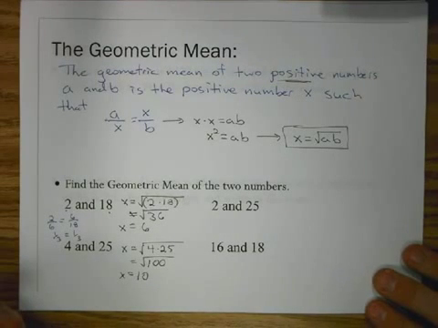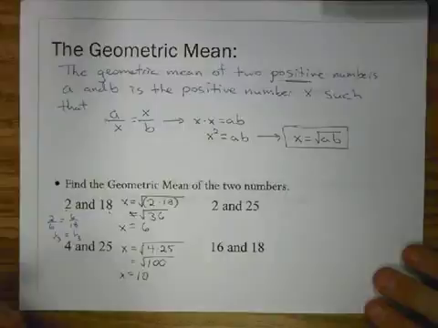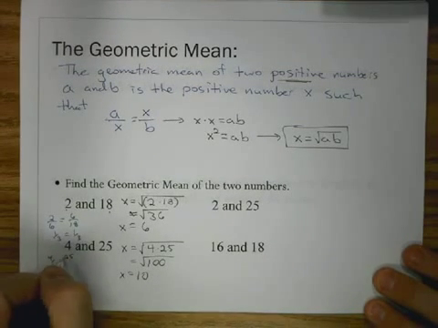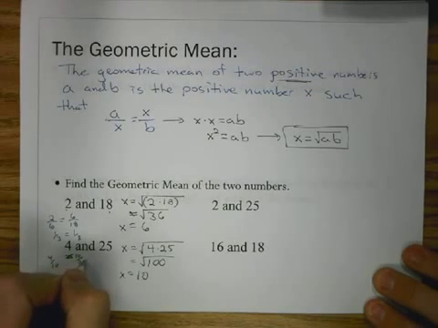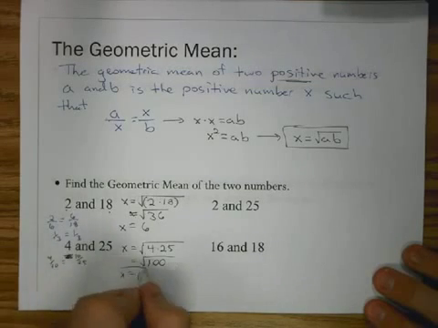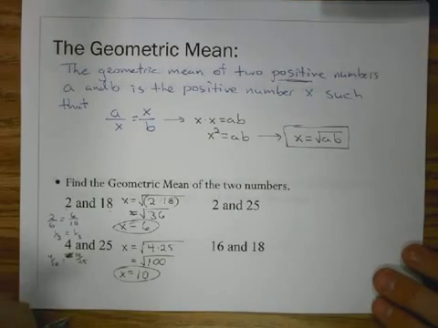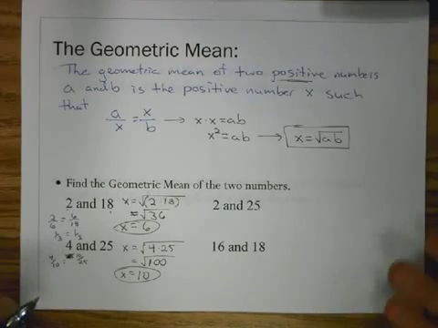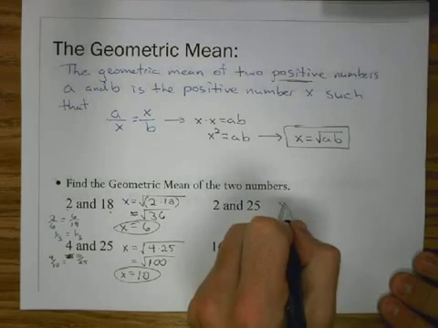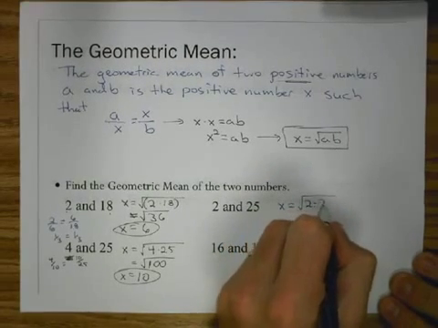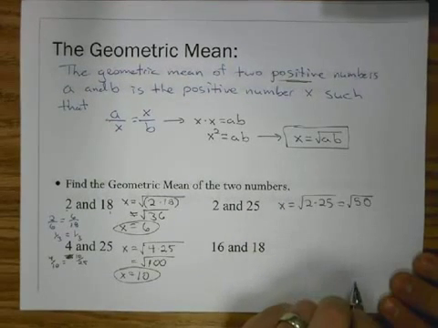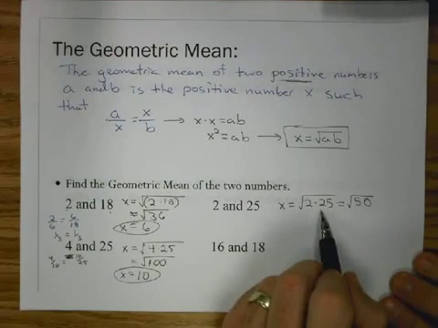Next I have 4 and 25. So the square root of 4 times 25. This one I can multiply and see it's 100. Square root of 100 is 10. So my geometric mean of 4 and 25 is 10. And just a quick look, it would be 4 over 10 and 10 over 25. Those would both reduce to be 2/5, so I can see that that does work. Okay, those are nice because they were perfect squares. They simplified nicely. Sometimes we have to write it in simplified radical form.